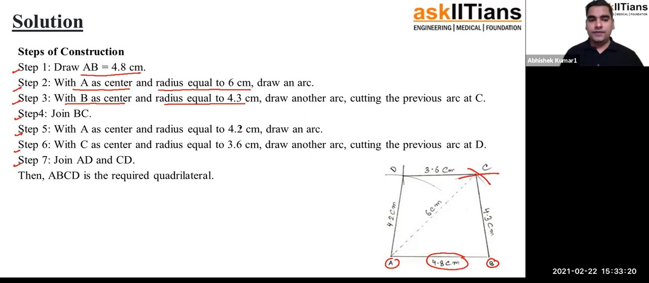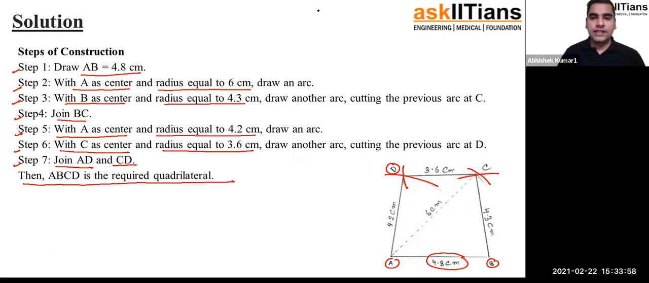And then they joined BC, they joined AC. When they joined BC and AC, they got their triangle ABC. Now their goal is to form the other triangle. So assuming A to be the center, they drew radius equal to 4.2 centimeters. So this is the arc that you can see. Understood? Then assuming C to be the center, they marked an arc of radius equal to 3.6 centimeters. So this is the arc. These both arcs are cutting each other at point D. After that, they joined AD and CD. And when they did that, they automatically got their required quadrilateral, which is ABCD.